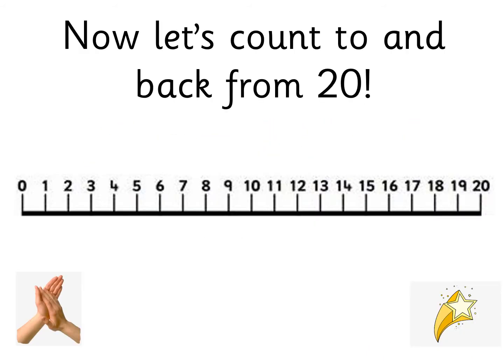First let's count forwards and backwards to 20, so we'll start counting backwards. We'll go from 20 all the way back to 10, so we can use shooting stars. Let's go 20, 19, 18, 17, 16, 15, 14, 13, 12, 11, 10. Super, let's go forwards. 10, 11, 12, 13, 14, 15, 16, 17, 18, 19, 20.